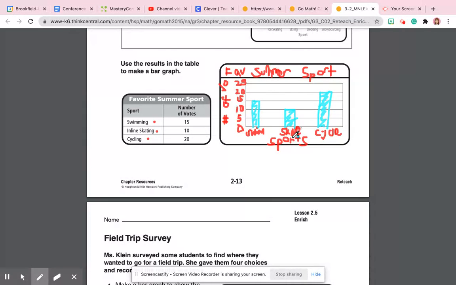Okie dokie, now I have made my bar graph. Good job on today's reteaching sheet. I'm so proud of the work that you did.